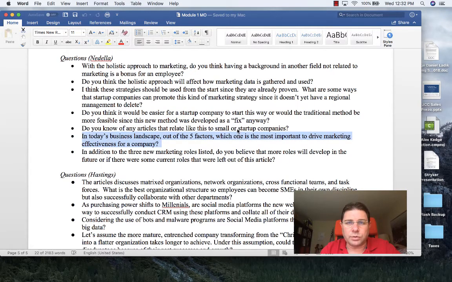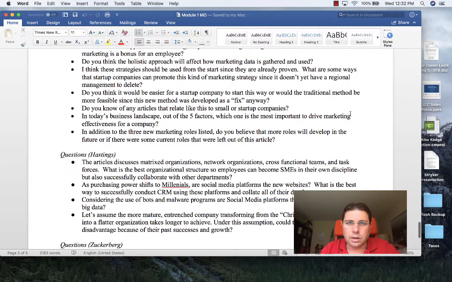Out of the 5 factors, which is most important to drive marketing effectiveness for a company? It's the data. I know the article talks about these 5 specific factors. It's not marketing, it's market data.